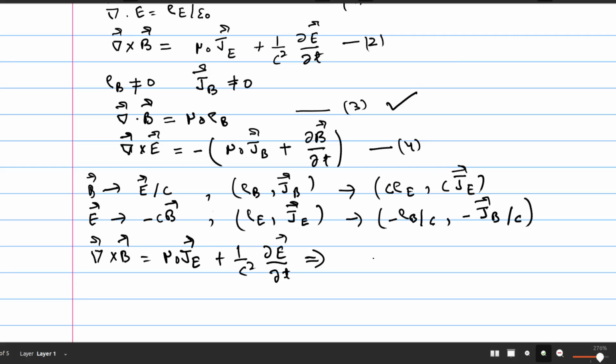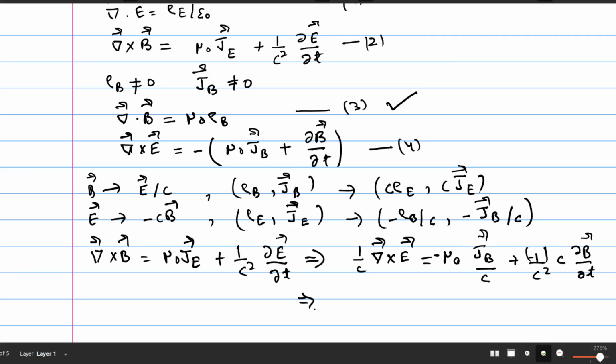On the left hand side, B is replaced with E by C. We get 1 over C curl of E. On the right hand side, JE is replaced with minus JB over C, so we get mu naught JB over C, and we have 1 by C square. E is replaced with minus CB, so we get minus C del B over del T.